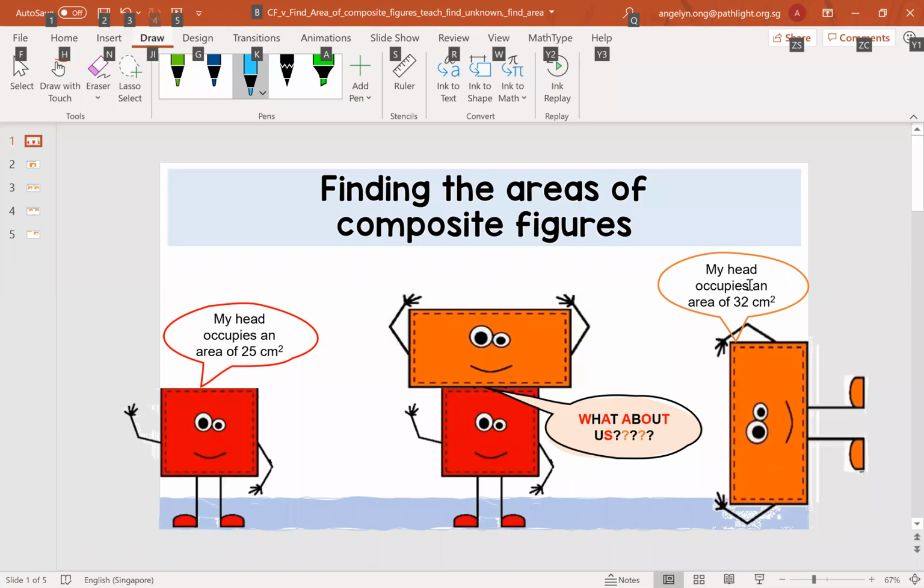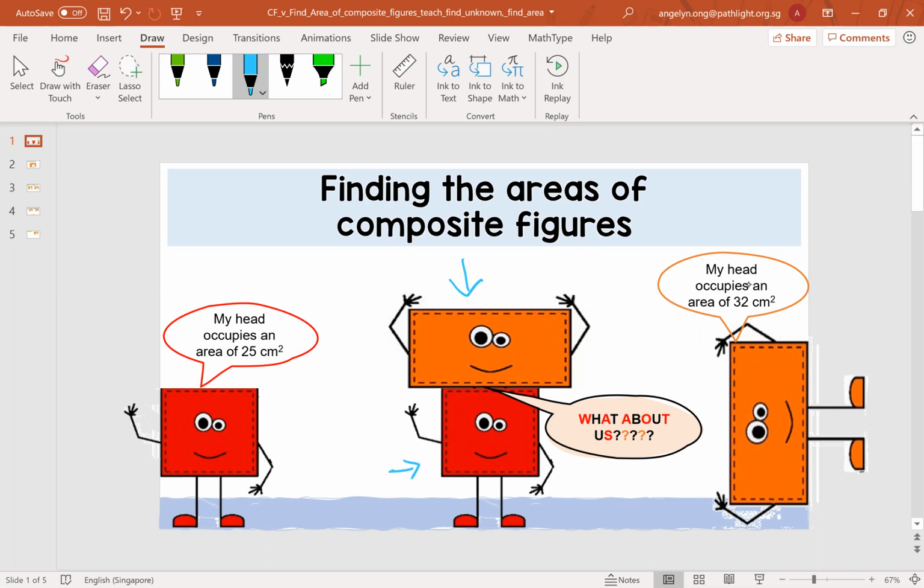Okay, today we will be learning how to find the areas of composite figures. Before this, we've learned about perimeters, and now we're moving on to areas. Now let's take a look at this picture. In the middle, we have a composite figure made up of a rectangle and a square.